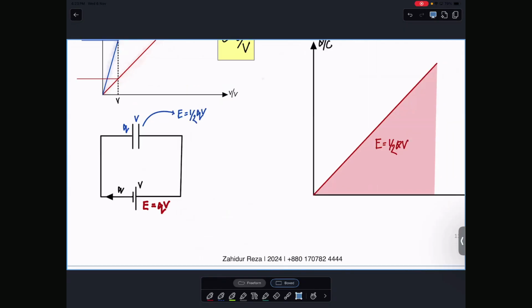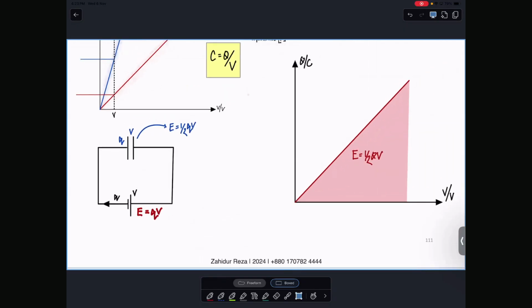So the question is, why? Why is it that the amount of energy you store and the amount of energy you provide are half of each other? Half can be exactly, it is advanced for you.